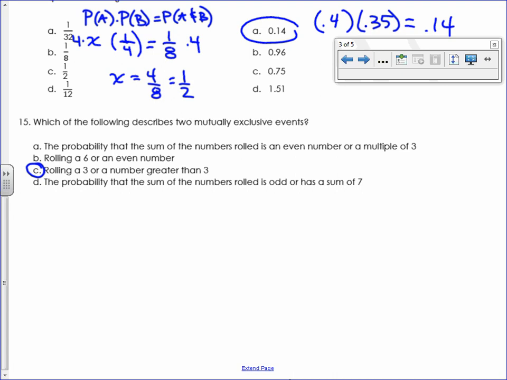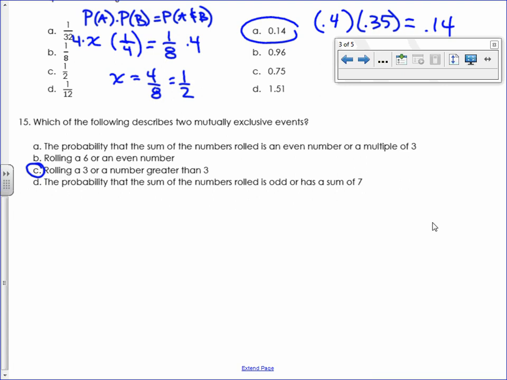Can 3 be bigger than 3? 3 is equal to 3. So if you roll a 3, it's not bigger than 3. Those are two separate events. There's no overlap. If I said 4 or bigger than 3, those are not mutually exclusive because 4 is bigger than 3. Both are true at the same time. This has to do with that overlap part. This means there would be no overlap.